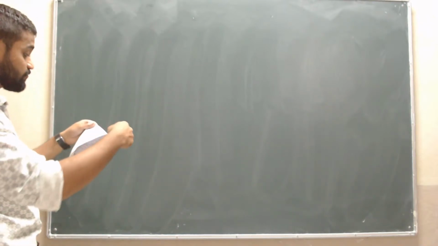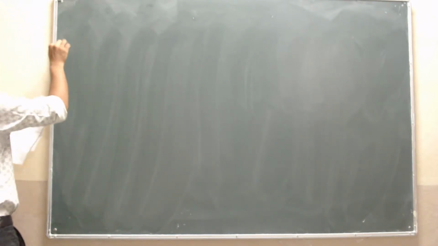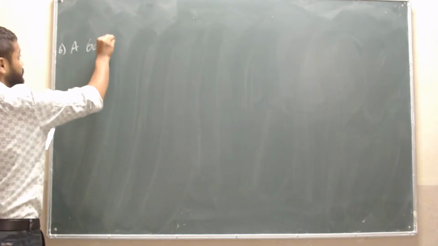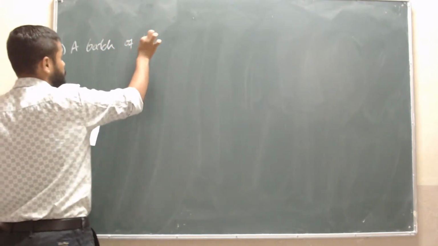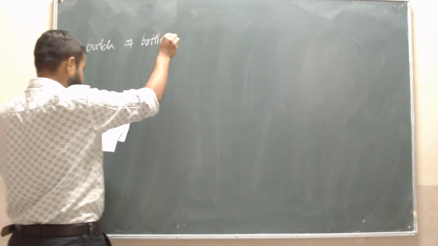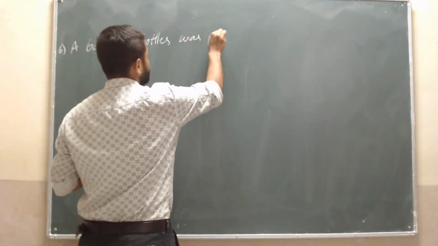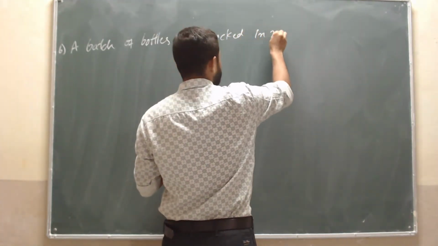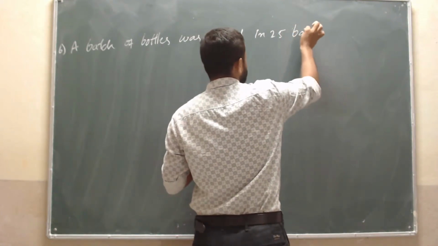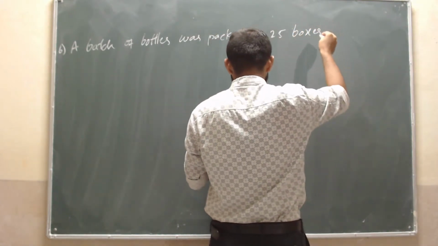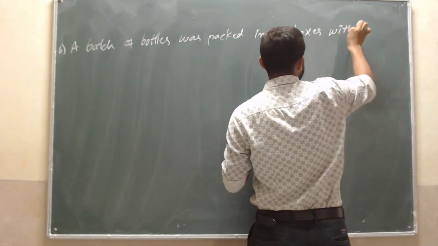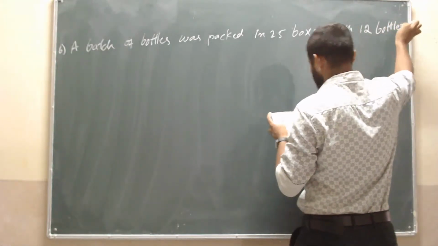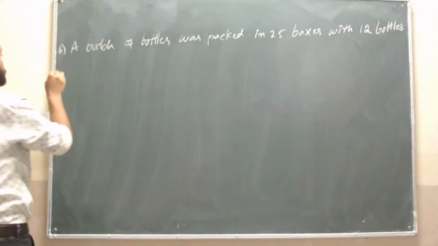A batch of bottles was packed in, I think 619. A batch of bottles was packed in 25 boxes with 12 bottles in each box.